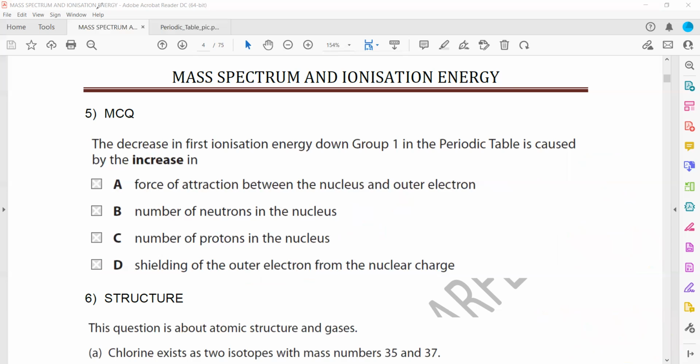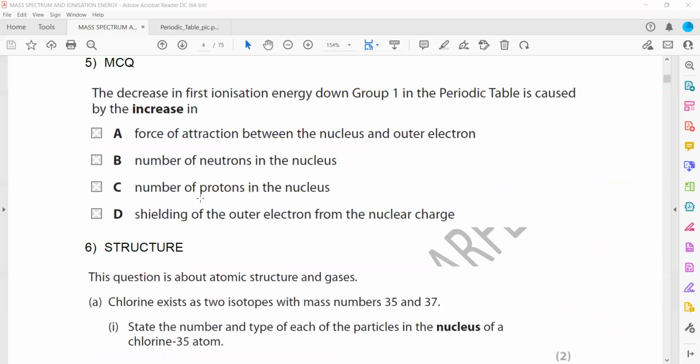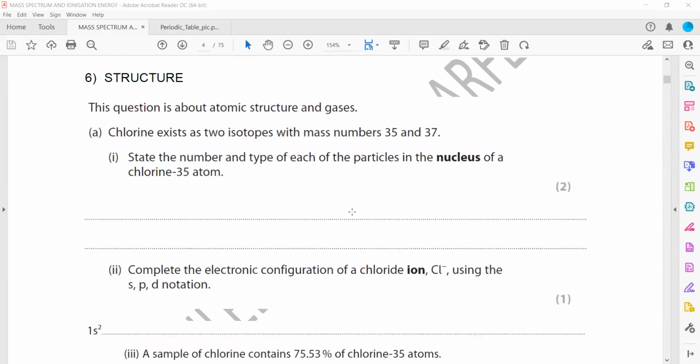Then the structure question is there in between. This file has a mixture of structure questions and MCQs, some structure questions, then MCQs, and the pattern repeats. So you can get an overall idea of how the structure questions as well as the MCQs look. This question is about the atomic structure in the gases.